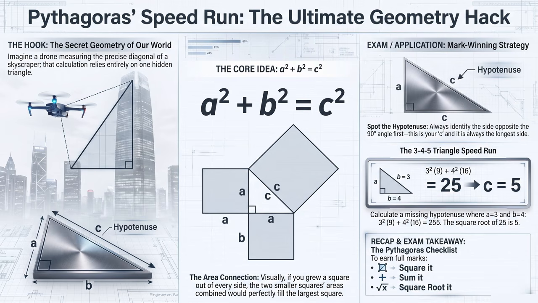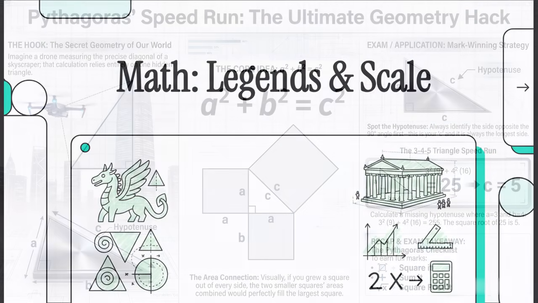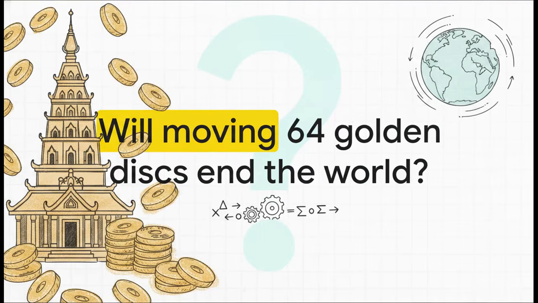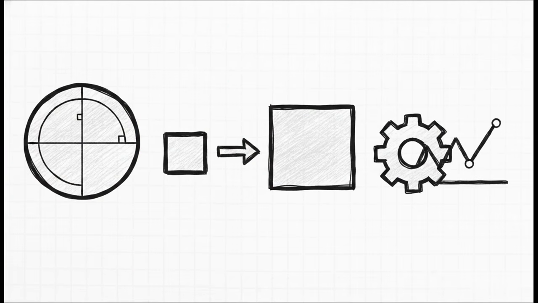Let's speedrun how we can use IGCSE math to solve ancient legends and wild architectural mysteries. You know, our planet's been spinning out there for roughly 4.54 billion years. Crazy long time. But an ancient myth claims the world literally ends when 64 golden temple discs are moved. Are we out of time? To find out, we've got to master circle geometry, scaling, and algebraic modeling.